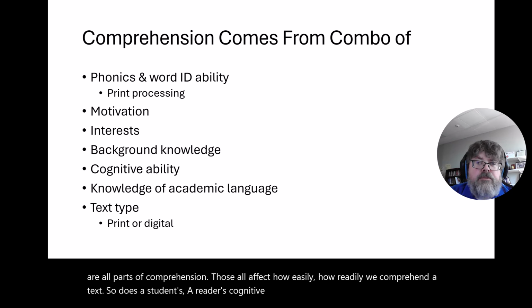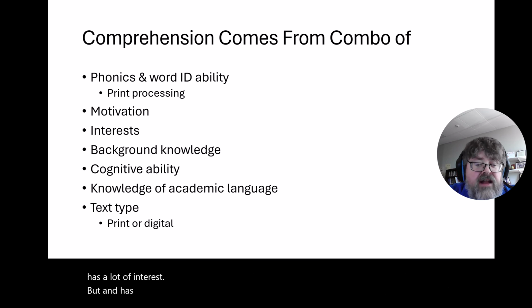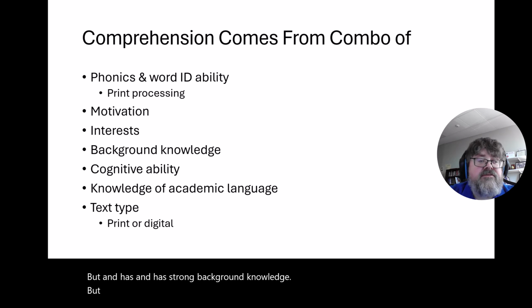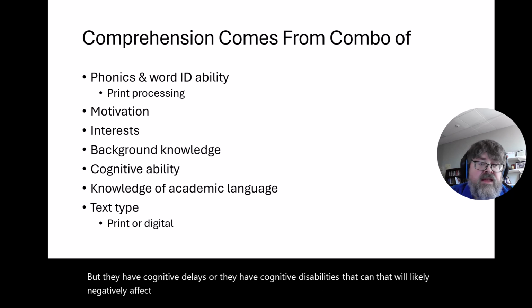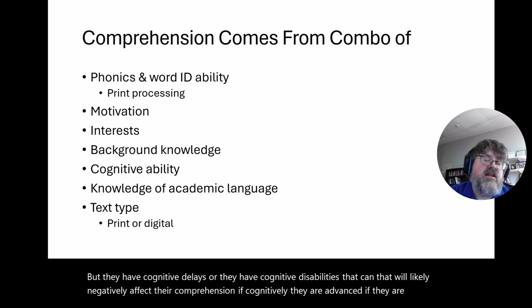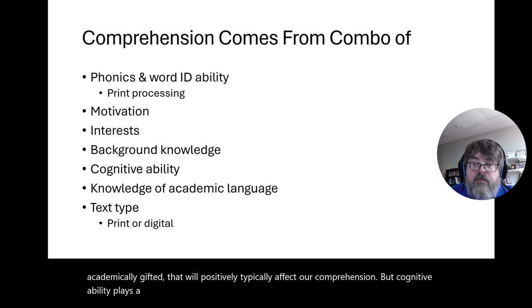If a person has strong motivation, a lot of interest, and strong background knowledge, but they have cognitive delays or cognitive disabilities, that will likely negatively affect their comprehension. If cognitively they are advanced, if they are academically gifted, that will typically positively affect their comprehension. But cognitive ability plays a role. It doesn't play the only role.